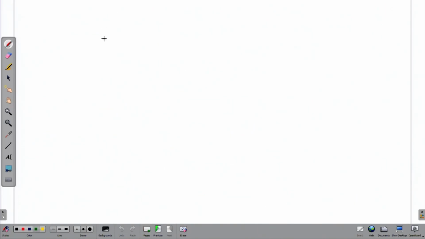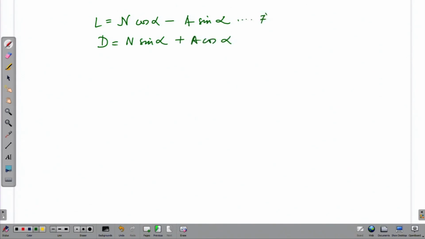Finally, once you have got the forces per unit span N and A, you are going to use the angle of attack to express the lift and drag forces. We know about these equations before, but we will write them again over here for the sake of completeness.